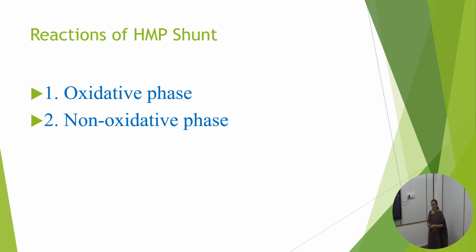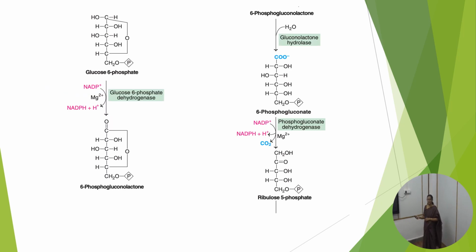And coming to the reactions of HMP shunt, there are mainly two phases of this HMP shunt. One is oxidative phase and another one is a non-oxidative phase. We will see one by one what is going to happen in oxidative phase and non-oxidative phase.